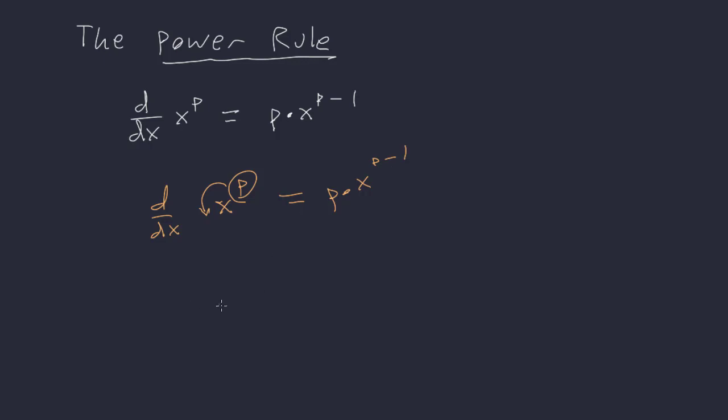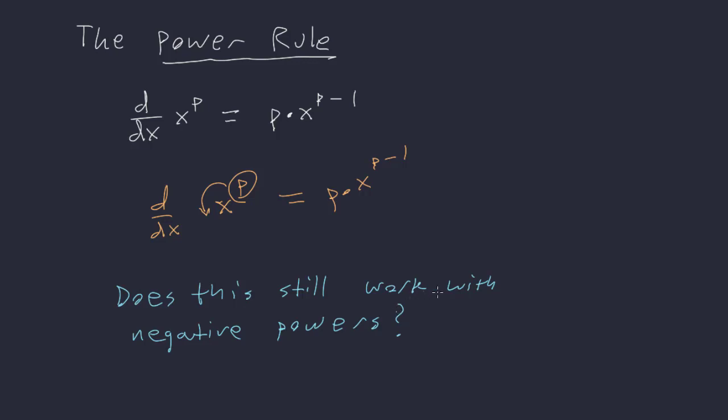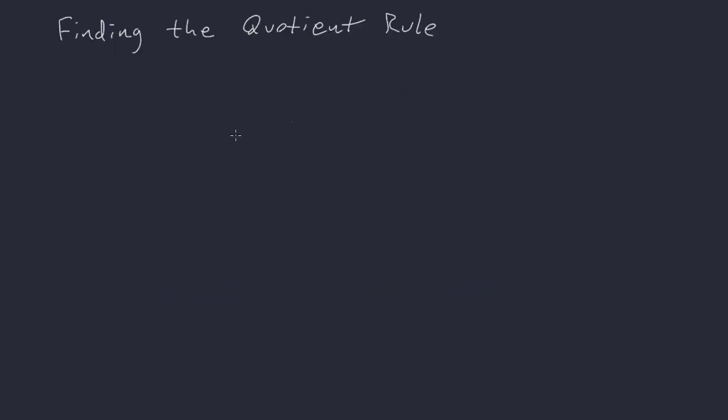Okay, now we've done this with nice positive whole number powers. We've done this with fractional powers. Does this still work with negative powers? All right, of course here the answer, thankfully, is yes, but to show why, we need the quotient rule. Okay, so the quotient rule is sort of a special case of the product rule. Okay, so what the quotient rule is basically trying to find is a derivative rule for f over g.